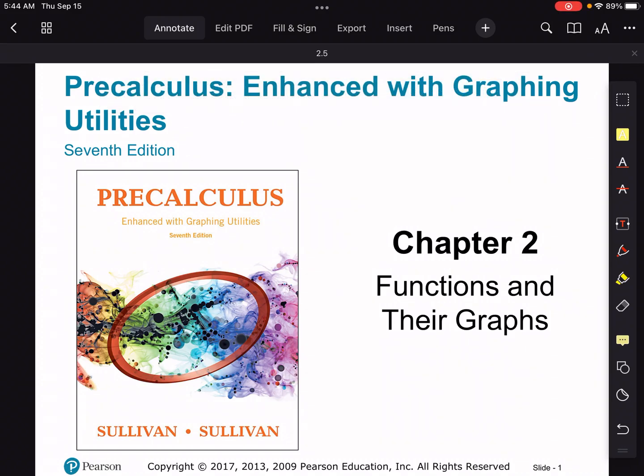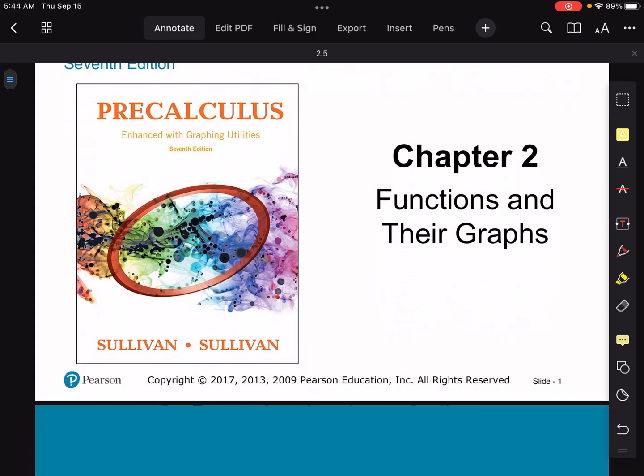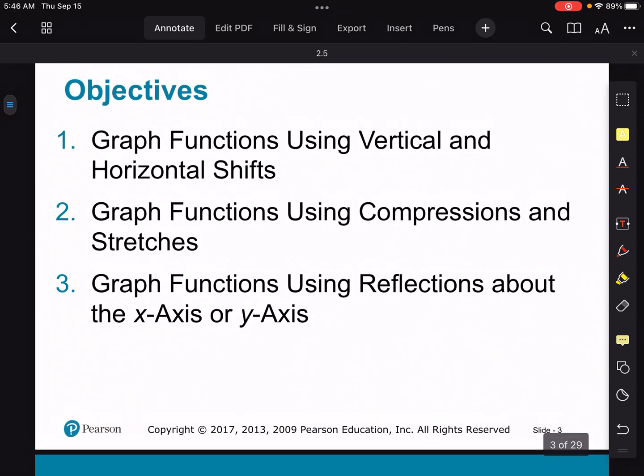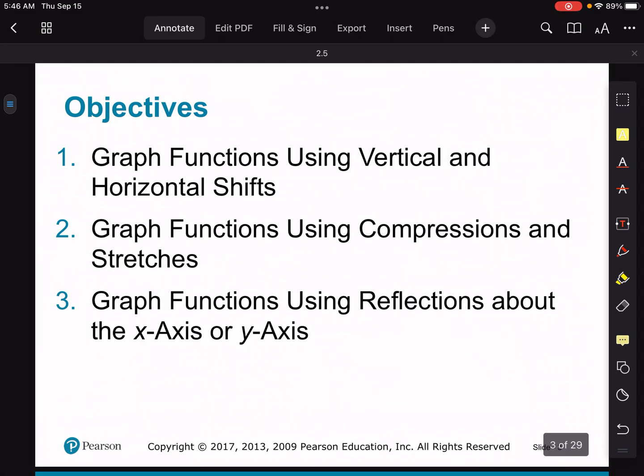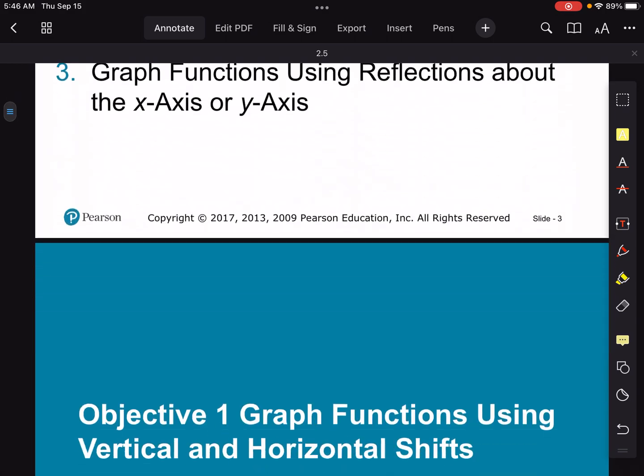Alright guys, for 2.5, this is very much a review from Algebra 2. We're going to look at functions and their graphs. So we're going to be looking at transformations of functions today. That's the big idea. We have three objectives to hit here: graphing functions using vertical and horizontal shifts, graphing functions using compressions and stretches, and then graphing functions using reflections about the x and y axis.